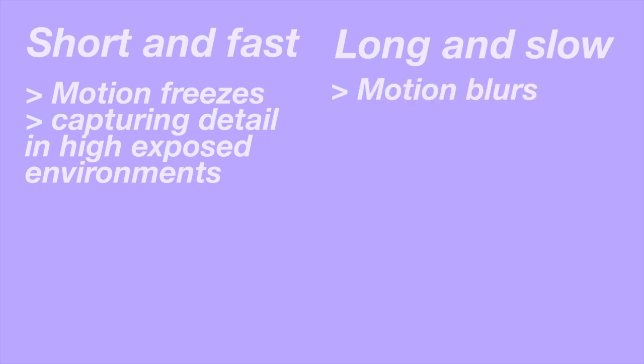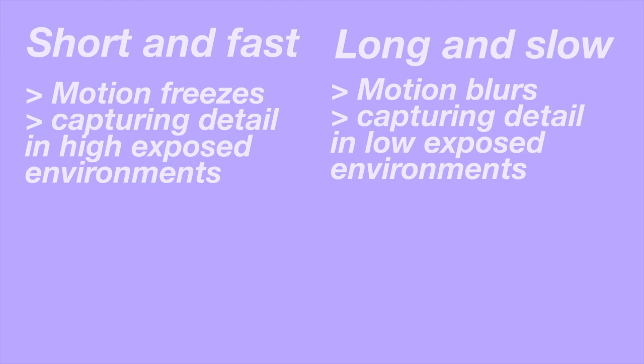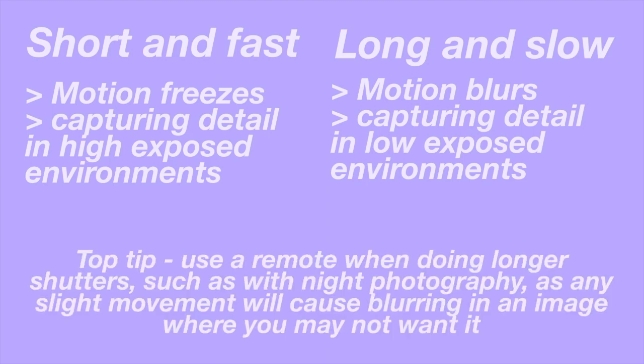You get the idea. Short and fast shutters are used for things like motion freeze in an image, or capturing detail in high exposed environments. Long and slow shutters are the opposite, and used for things like motion blurs in an image, or capturing detail in low exposed environments. A top tip of mine is that I would recommend using a wireless remote for taking photos using longer shutters. This is because any slight movement will blur an image. So for night shots up at the sky, for example, try to keep movement of the camera to a minimum.